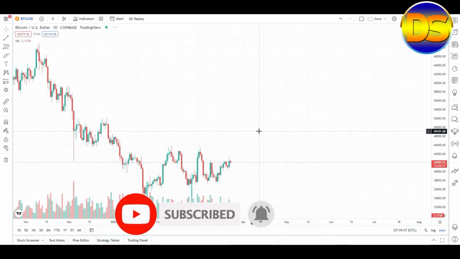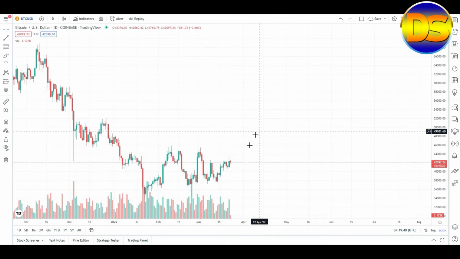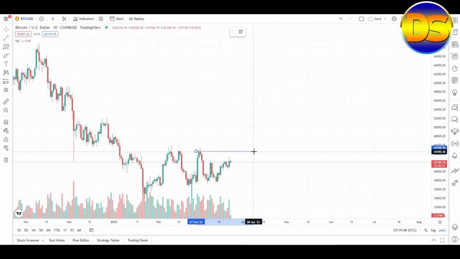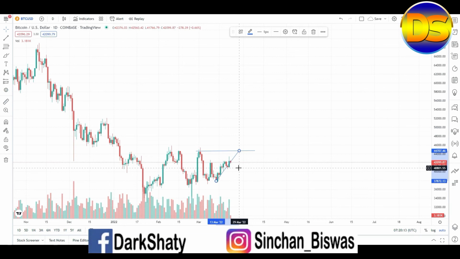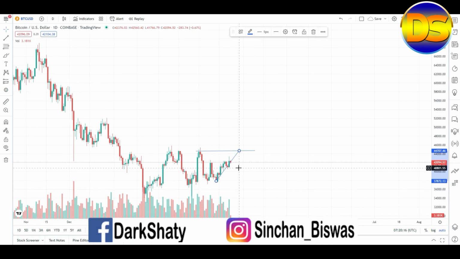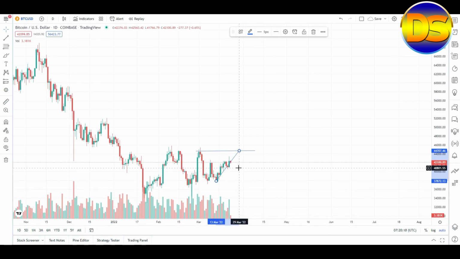If I go to the one day chart, you can see the graph is going down, but I think the graph is going to this position within 29 March or 28 March. So I think everybody understands the graph prediction.